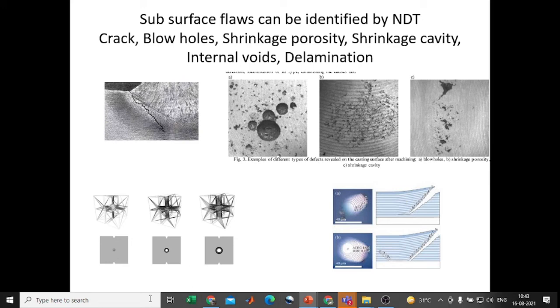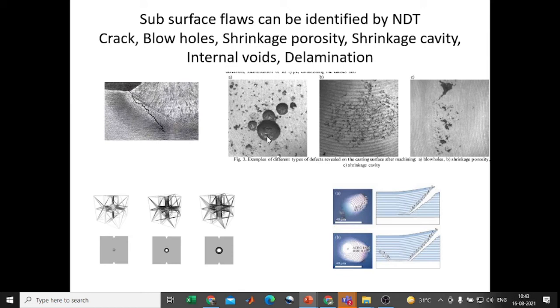In the top left corner there is a weldment. In that weldment an inside crack is available. We can't identify this weld crack with visual inspection or with the naked eye. Okay, with the aid or without aid, we can't identify it. So with non-destructive testing, through the ultrasonic test and the radiography test, we can identify these kinds of cracks.